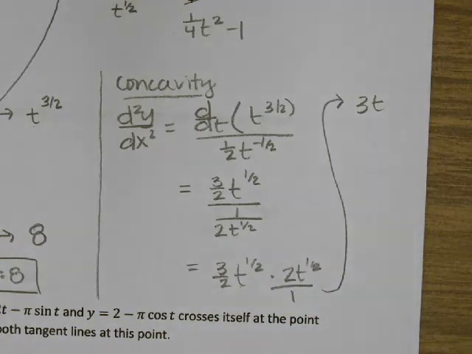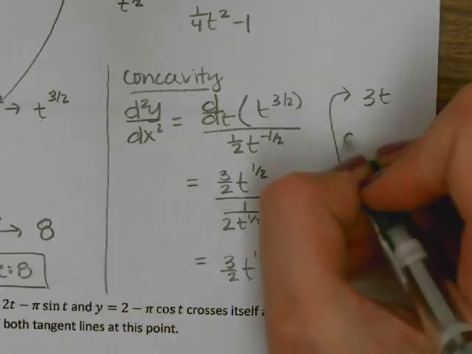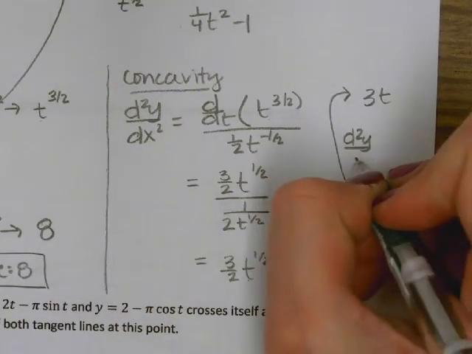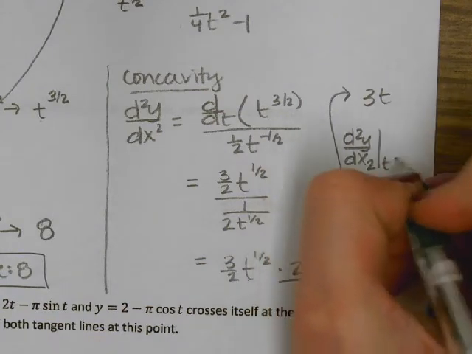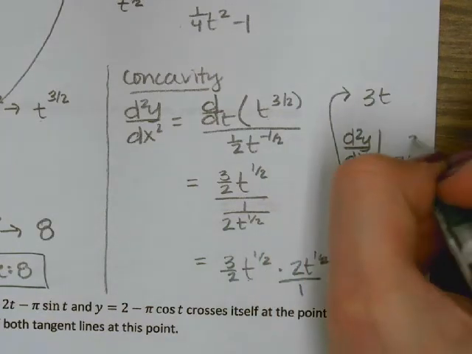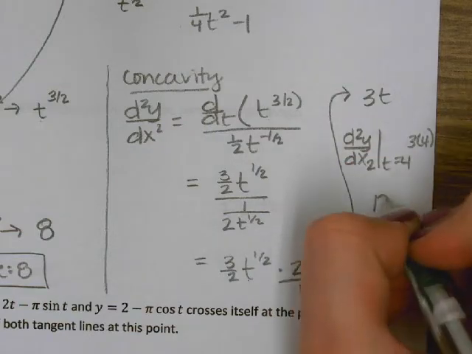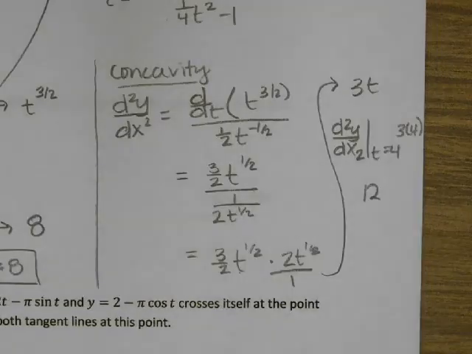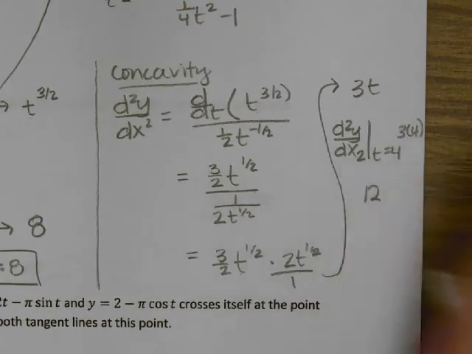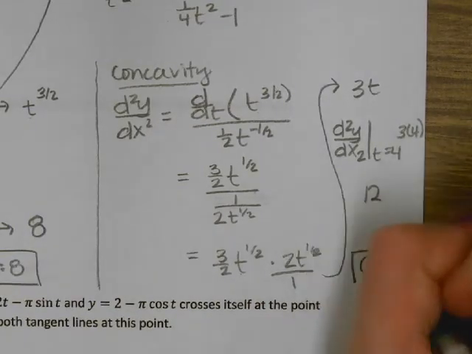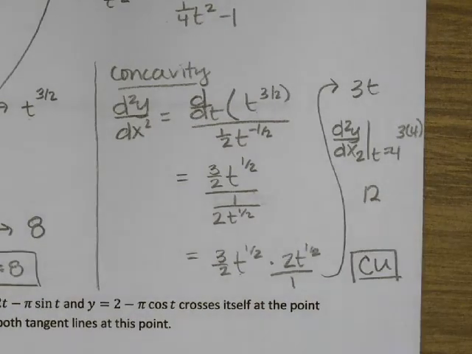Now to find the concavity, I'm going to evaluate my second derivative at 4 as well, at that same time, because we're doing the same point. And so that's going to be 3 times 4, which is 12. Now that 12 is positive, so that means that our graph is concave up. If it was negative, then we would say concave down. So concavity, concave up, and then we're done.